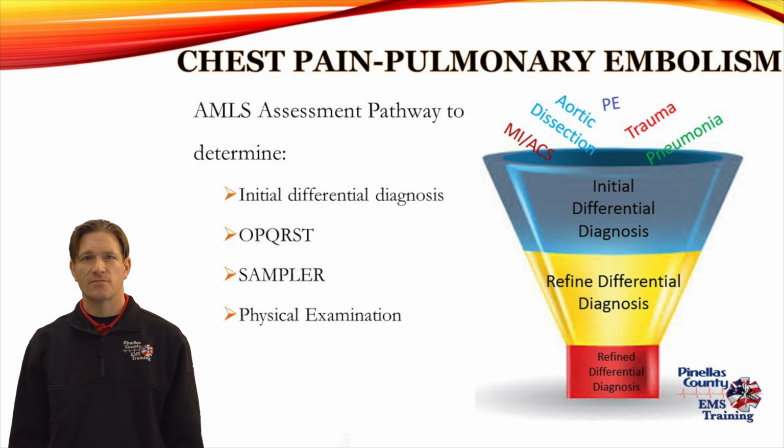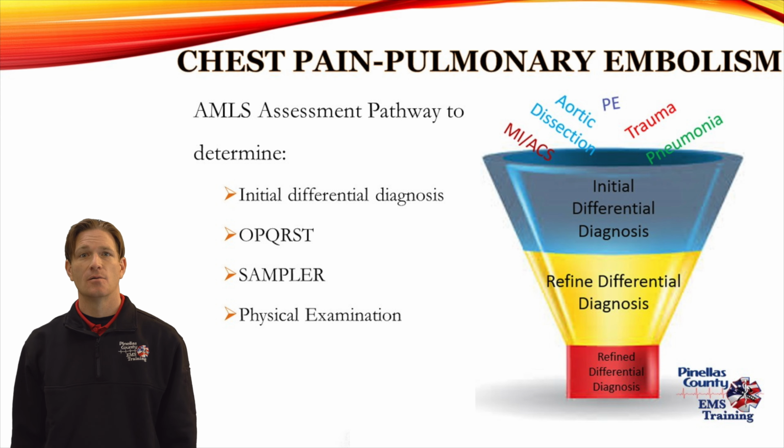Start with listing the differential diagnosis based on the patient complaint. The OPQRST information will help looking at the events leading up to what's going on. In other words, again, the history of the present illness. SAMPLER history provides background information for the patient. All of it is important, but prioritize allergies, medications, and history. And of course, make sure that you perform a thorough physical examination.